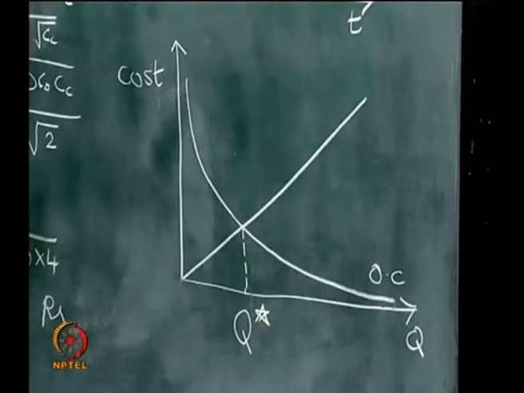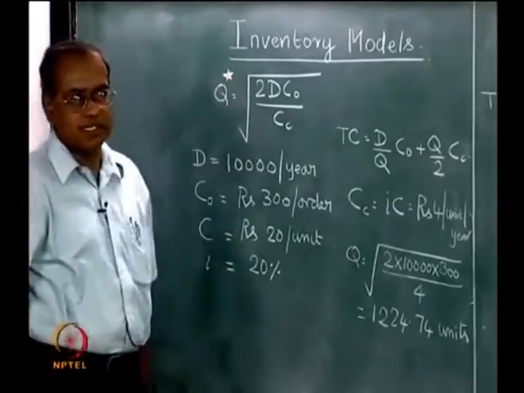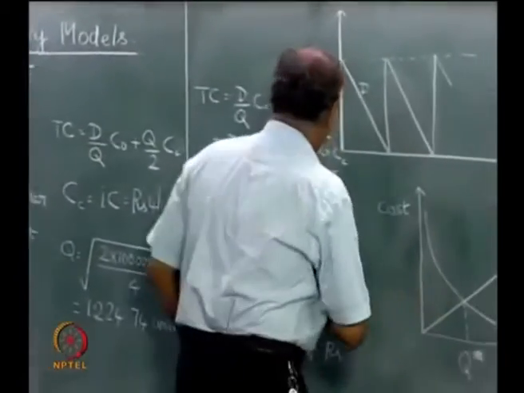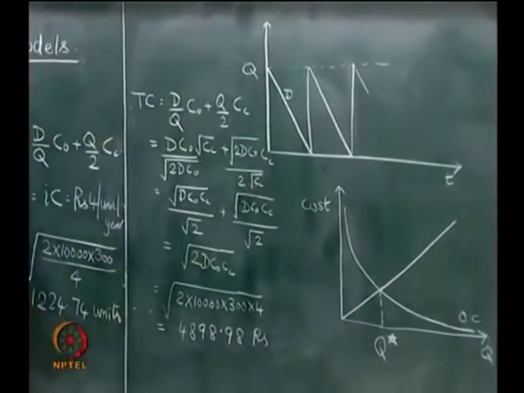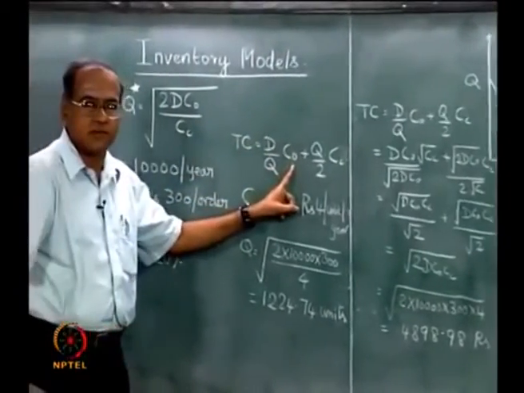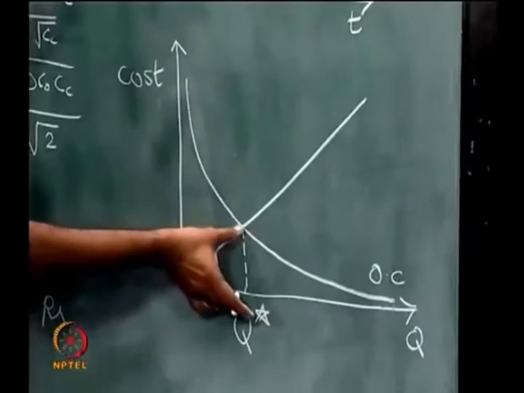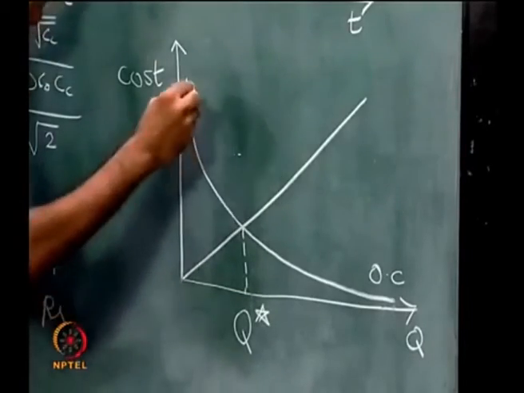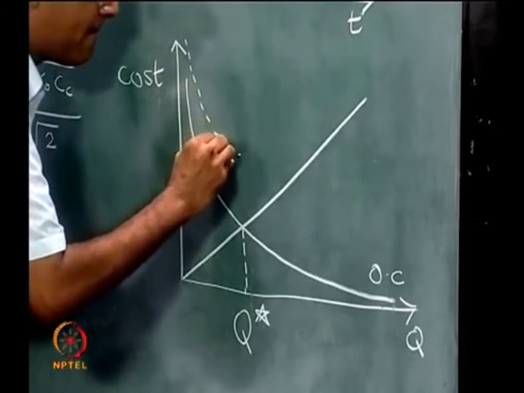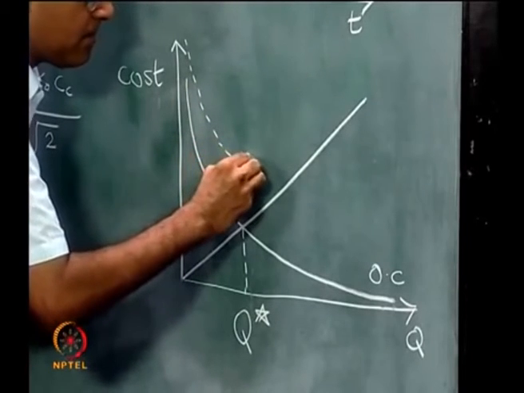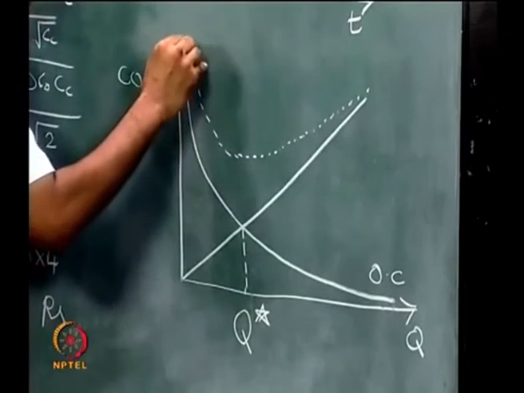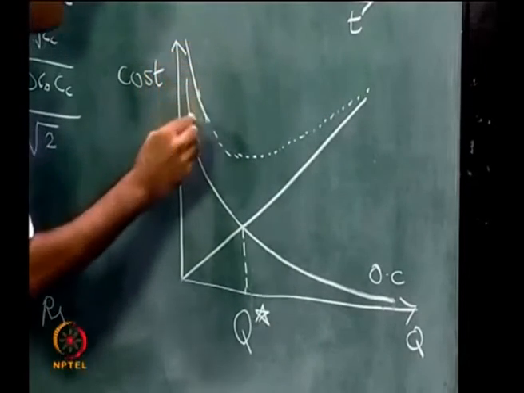This I call as Q star, which is the economic order quantity. You can write Q star equal to, the best value of Q is called Q star. And this is the place where the total cost is also minimized, because we are substituting this, which is the minimum value, into the total cost function. So, these two are equal. So, this is the point. So, the total cost curve will actually look like this. So, this is how the total cost curve will look like.